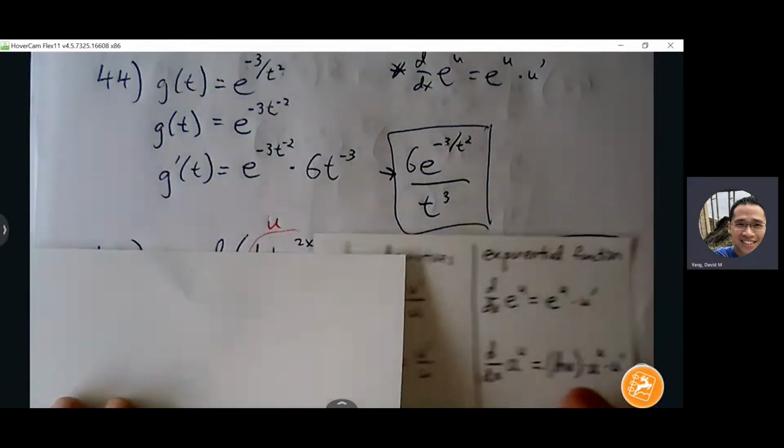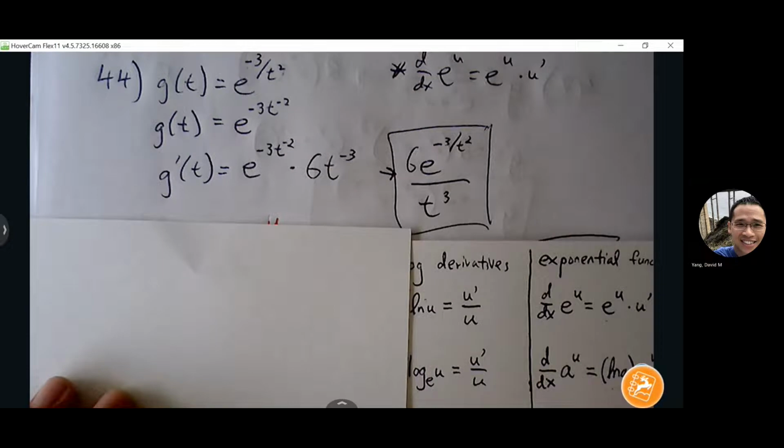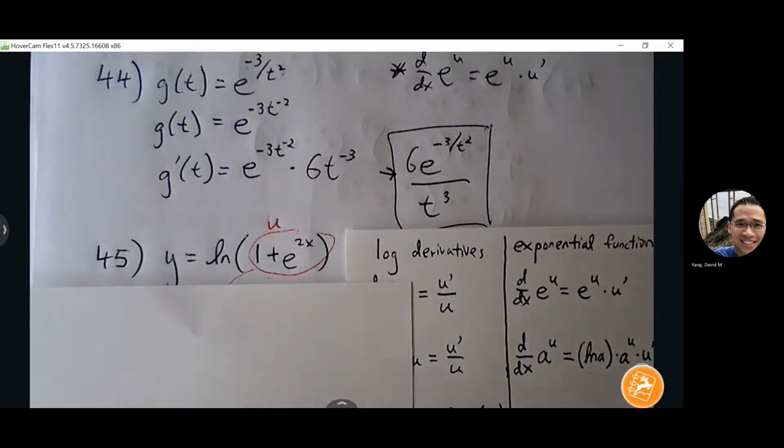All right, 45. Okay, 45, natural log of 1 plus e to the 2x. I want to keep reminding us that, yes, if you see a natural log expression, you always want to consider the possibility of expanding, right? And we have a couple of expansion properties, but this is not one of them.